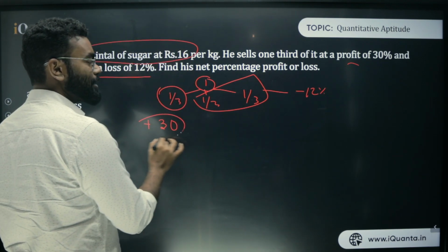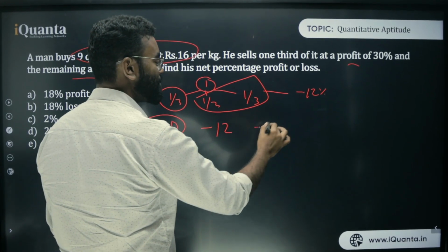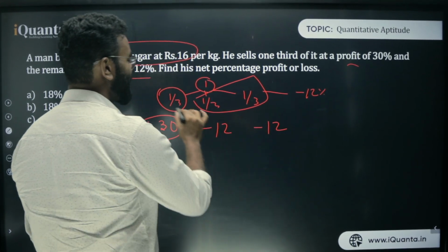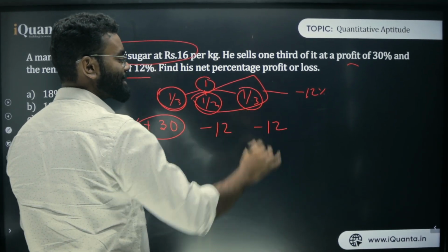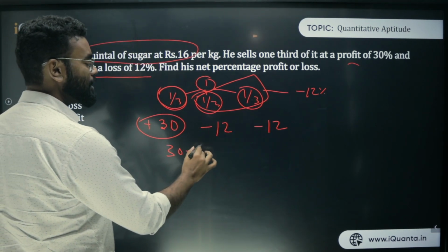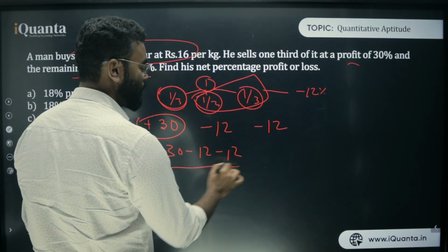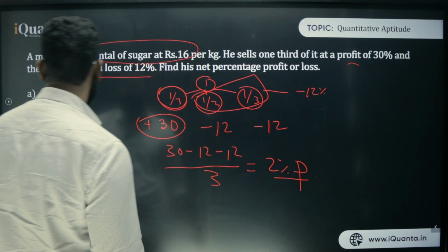So it is 30% profit, and these two are 12% loss, so it is minus 12 and minus 12. I can write that because I'm making the cost price the same. If it is 1/3, 1/3, 1/3, in all 3 cases the cost prices are the same. When the cost prices are the same, what is my formula? That is (30 minus 12 minus 12) upon 3. So your answer is 2% profit. So hence your answer is 2% profit.